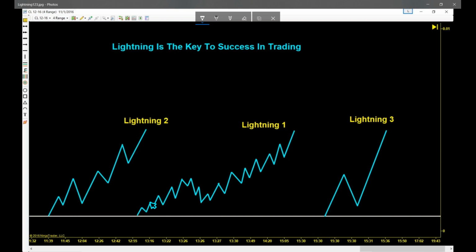Identified swing takes out the swing to the left.